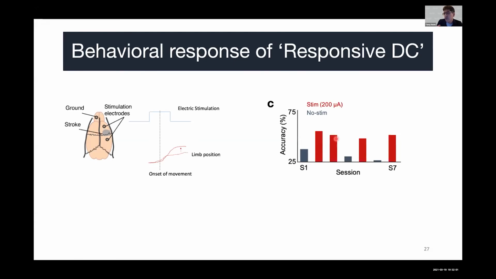And this on-demand stimulation was really needed. This activity-dependent stimulation was needed even for longer duration. So it did not result in long-term plasticity or long-term changes. As soon as the stimulation was switched off, the accuracy dropped again. But if we tried another session where we provided the stimulation, the accuracy jumped again, and so on and so forth.